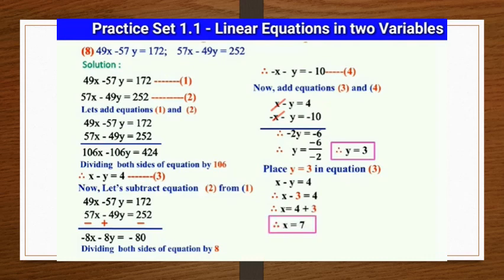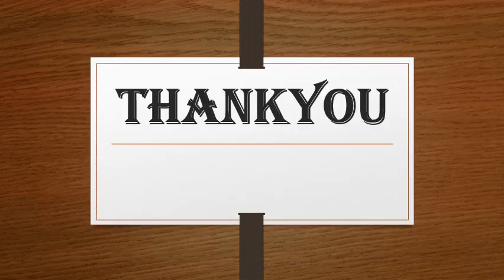So therefore we got the value of both x and y. So therefore the solution is x comma y, which is equal to 7 comma 3. So now we have completed practice set 1.1.